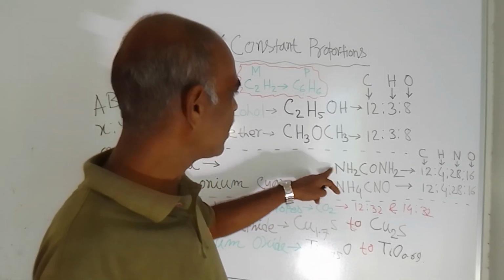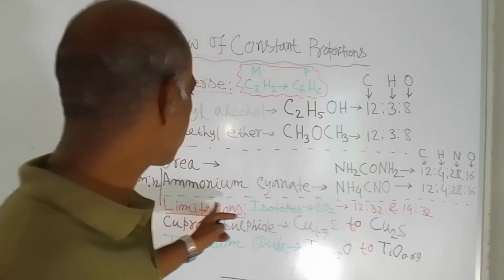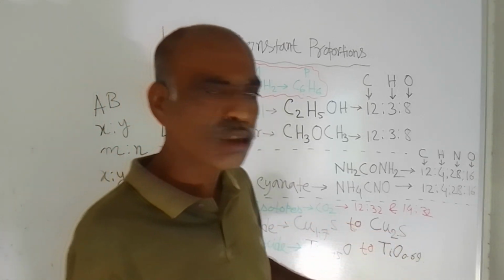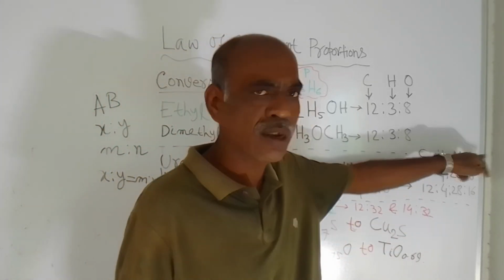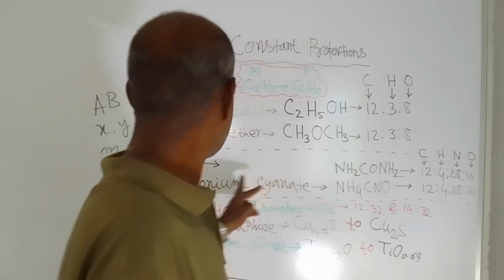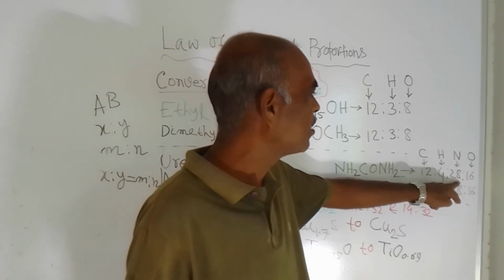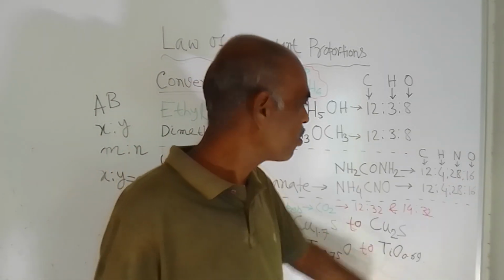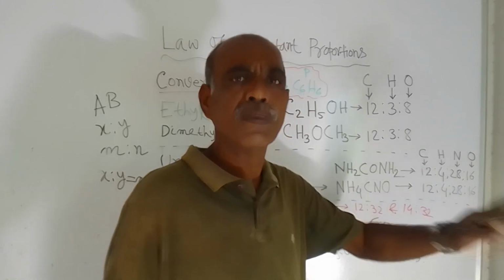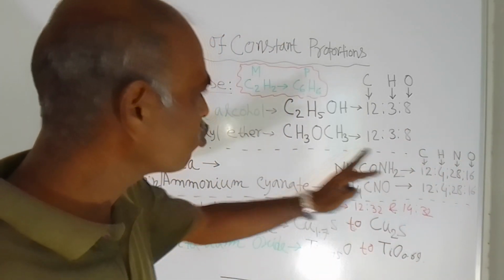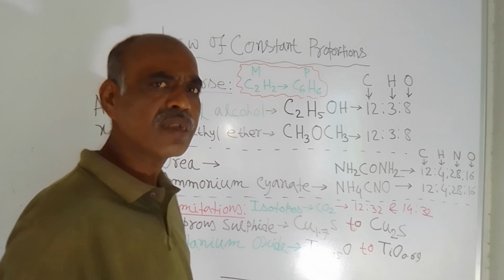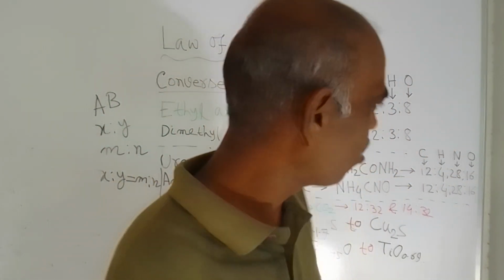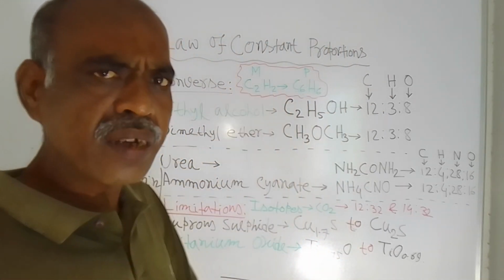The formula for urea is NH2CONH2 and the formula for ammonium cyanate is NH4CNO. Here, if you take the mass ratios of carbon, hydrogen, nitrogen and oxygen, for urea you will get 12:4:28:16, and for ammonium cyanate also you will get the same ratio, 12:4:28:16. So mass ratios are the same, but the chemical compounds are totally different. So this is also the converse of the law of constant proportions.